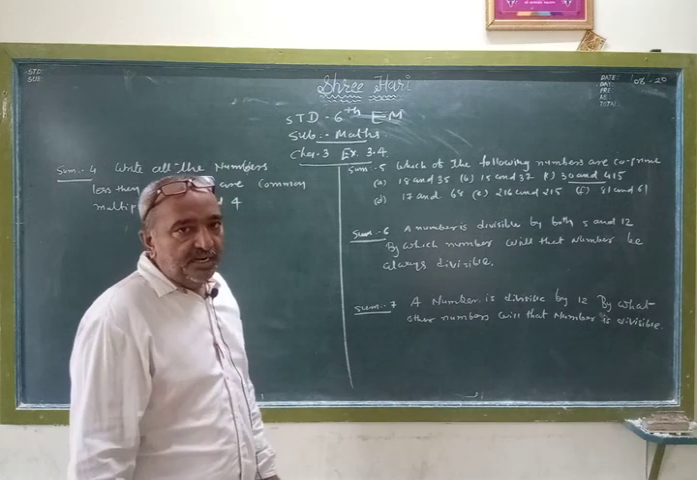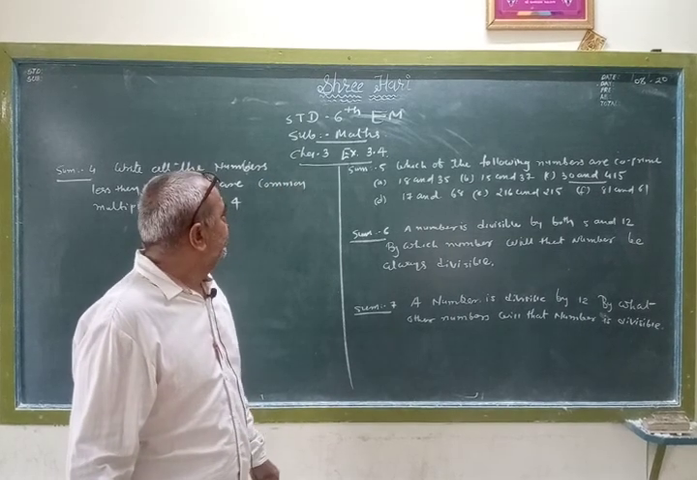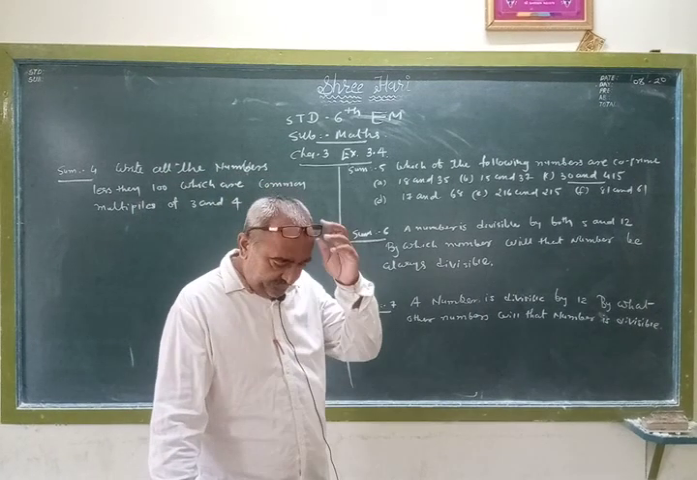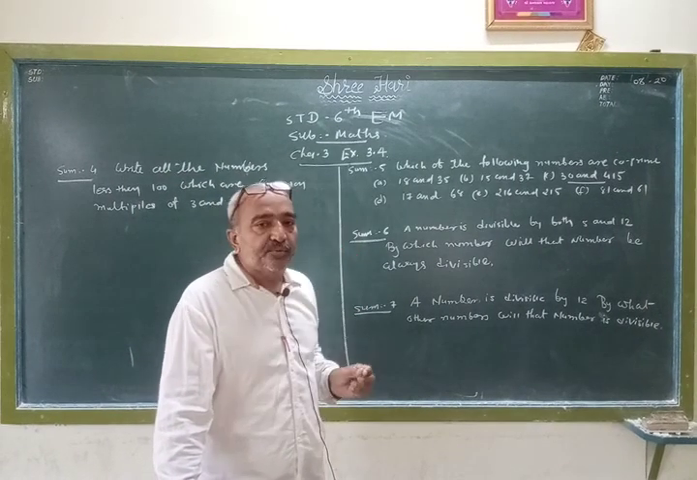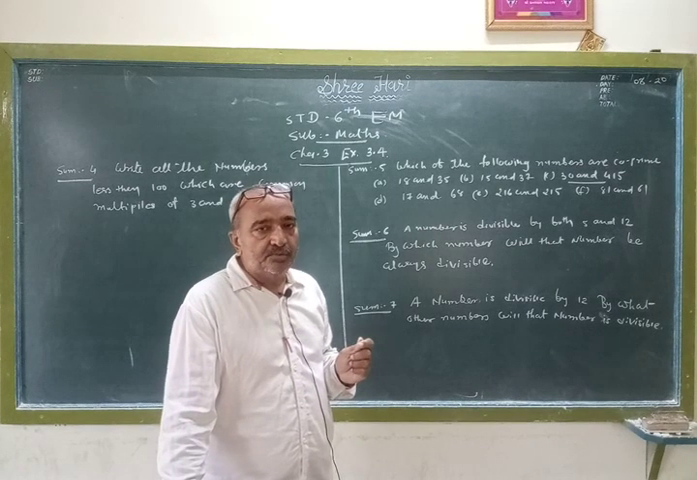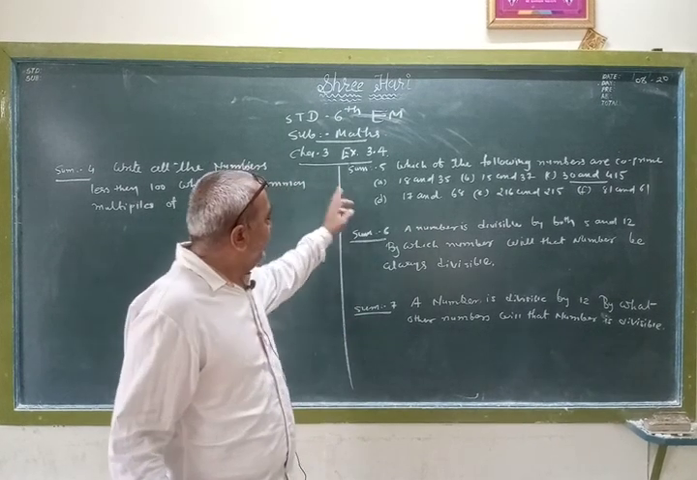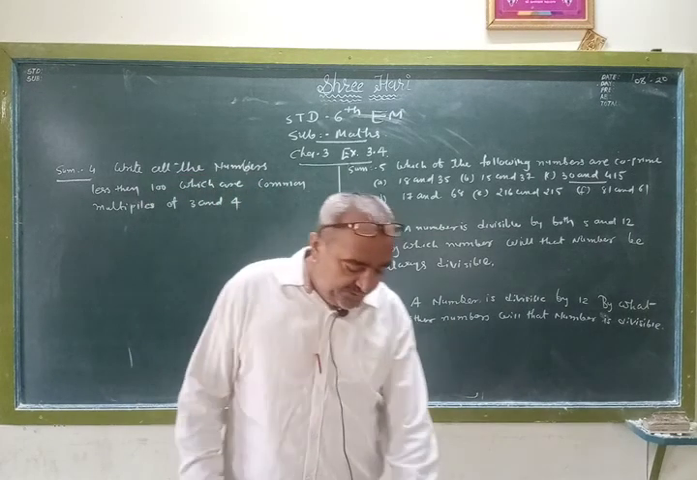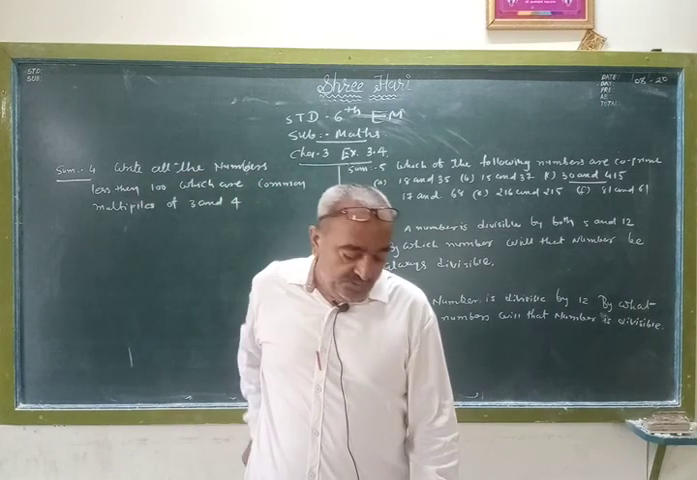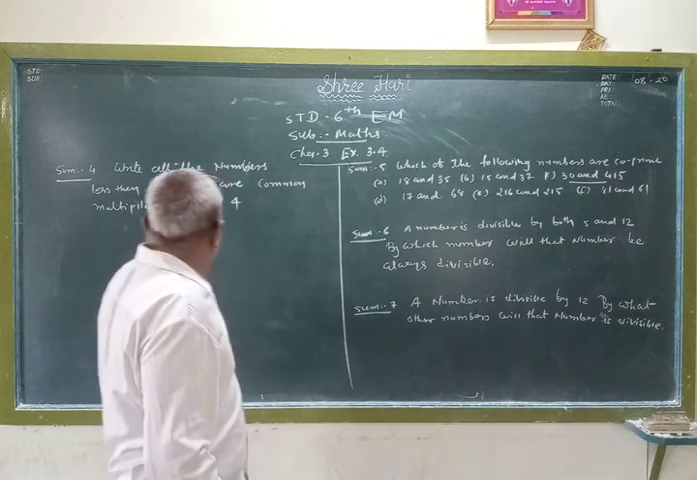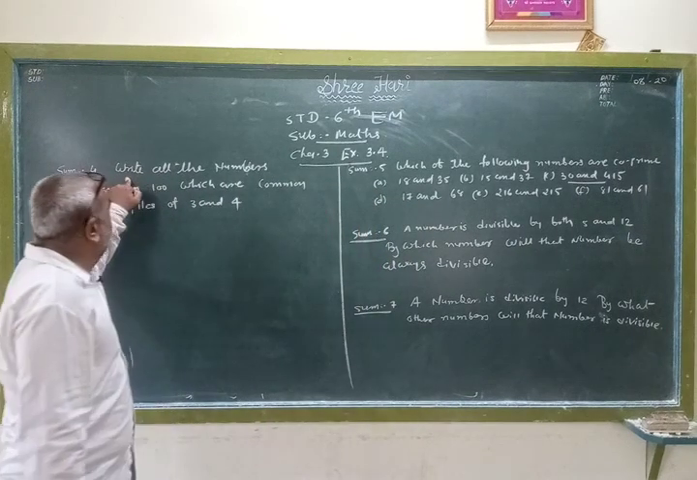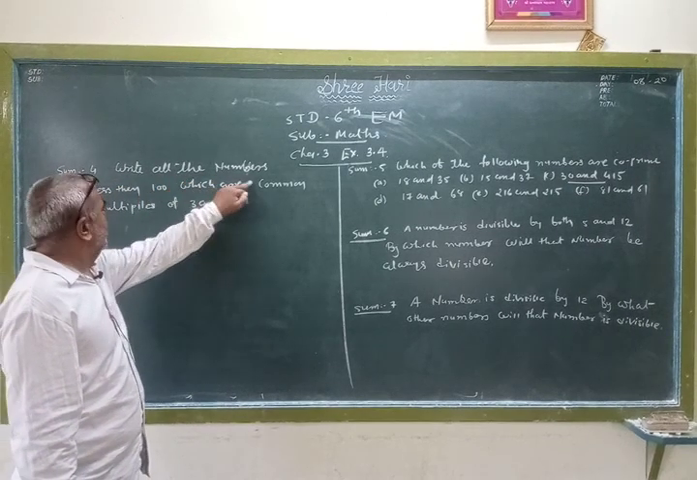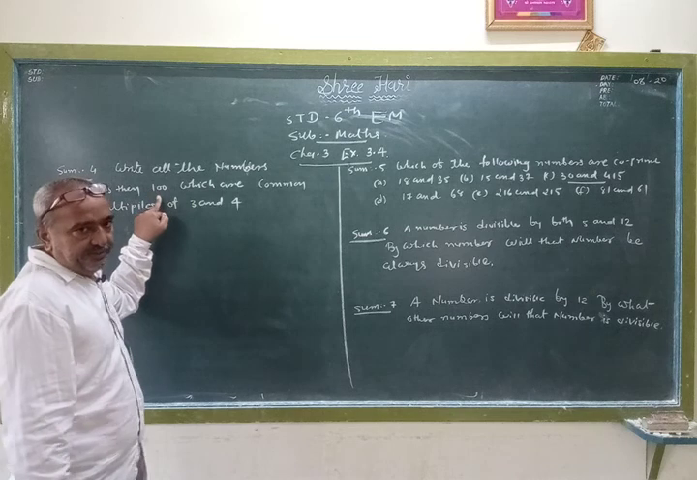Friends, last period we studied sum numbers 1, 2, and 3. Today we are going to study sum numbers 4, 5, 6 and 7. Friends, look here. Question number 4. Write all the numbers less than 100.